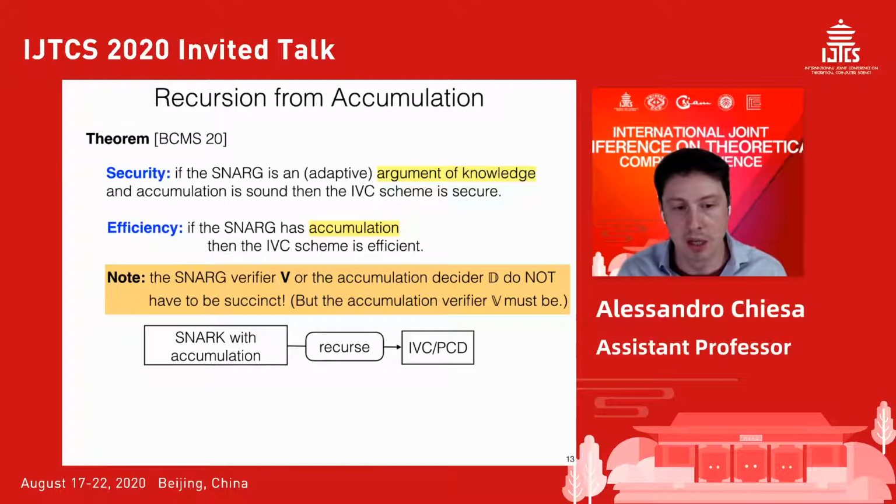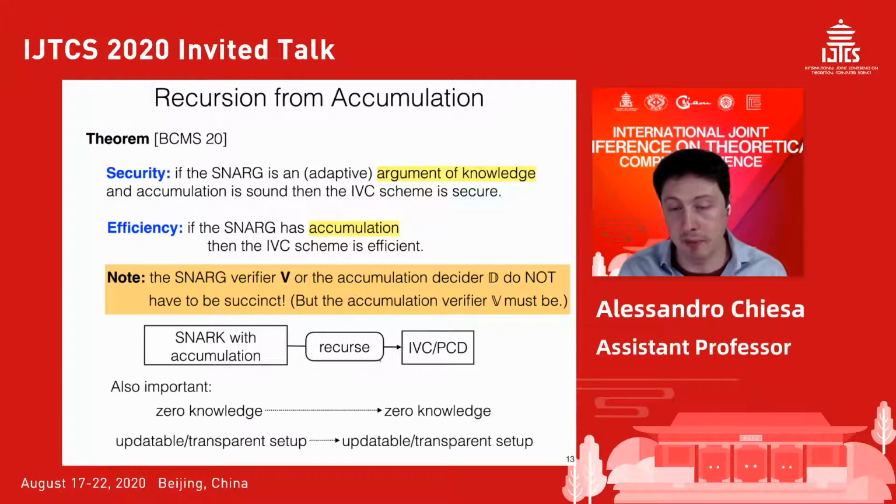Okay? So we have now relaxed the implication that it suffices of a snark with accumulation to construct IVC and PCD. And also importantly, in this construction, we preserve nice properties like zero knowledge and the type of setup. So that if you start with a nice snark, for example, with a transparent setup, you will get IVC with a transparent setup.